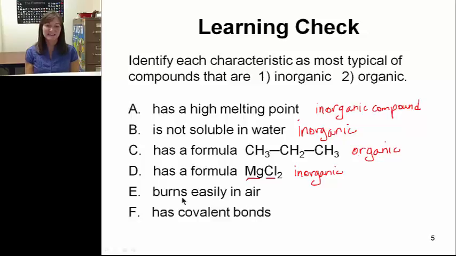Burns easily in air. Well, that's testing you on that flammability. Which ones are highly flammable? That's the organic. And the last one says it mainly has organic bonds. That's the definition of organic. Organic compounds have a lot of covalent bonds in them.